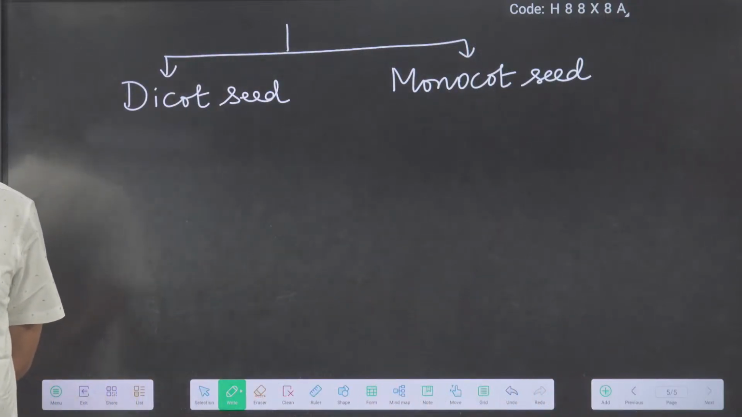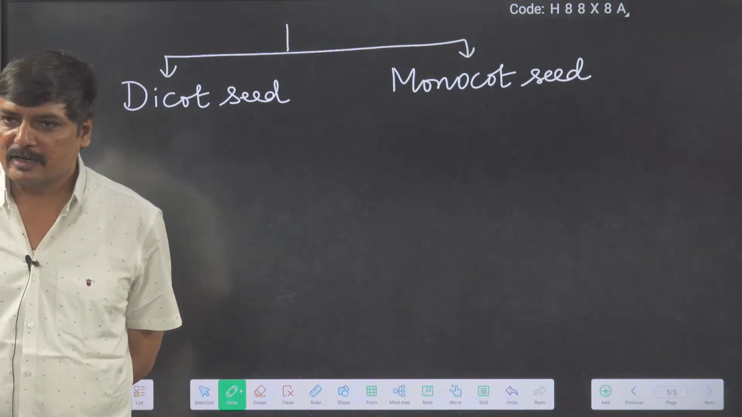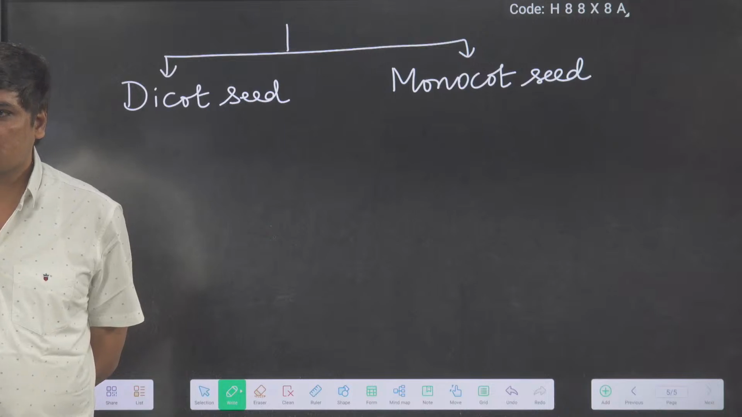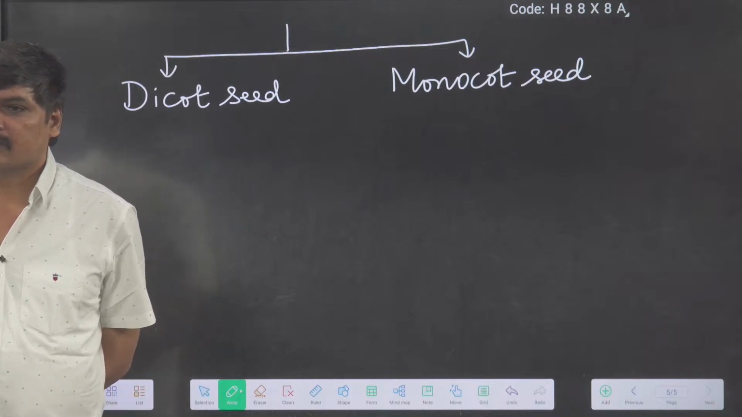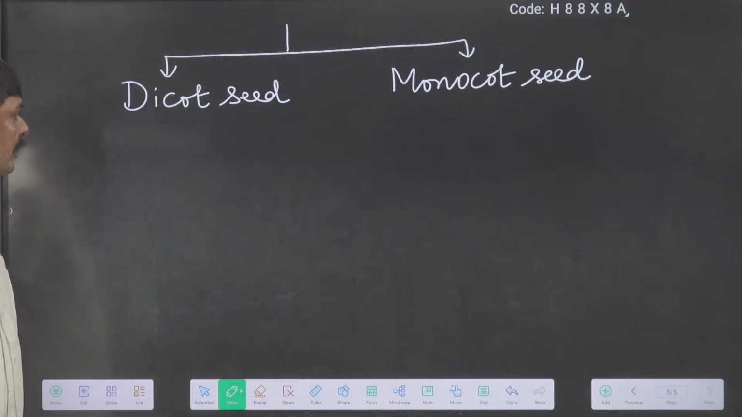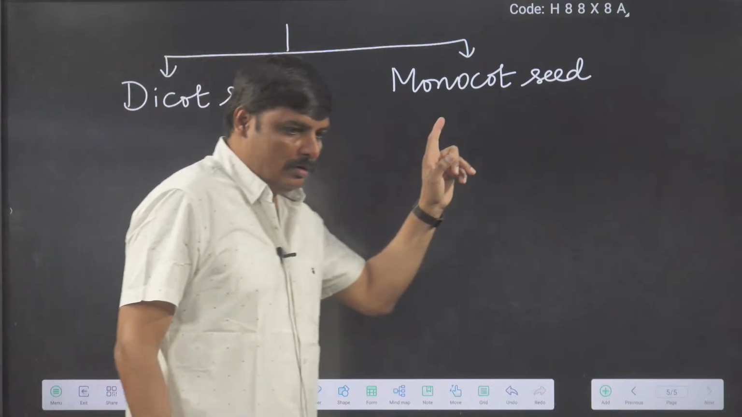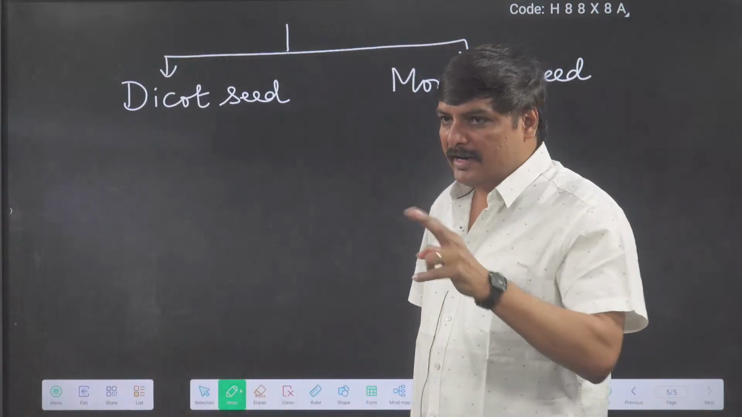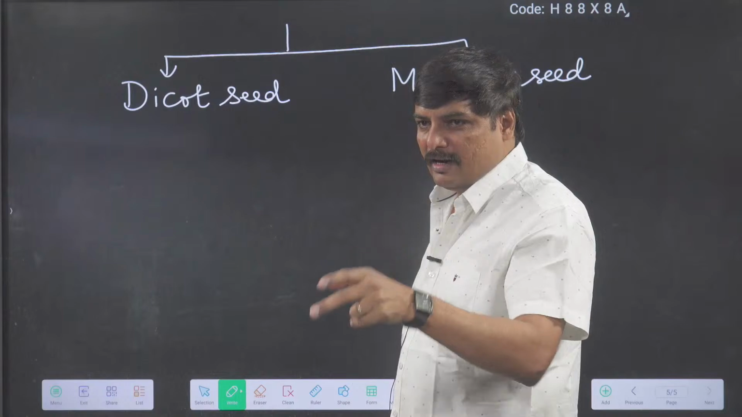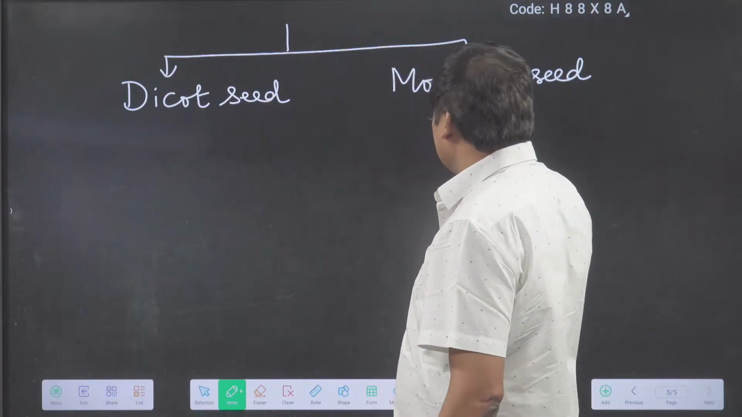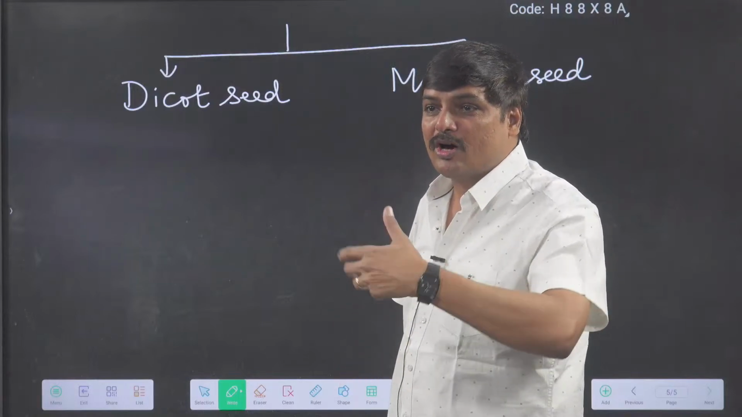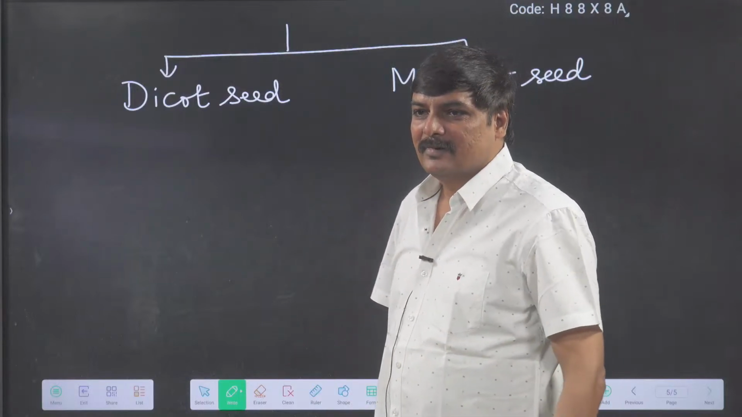Yes, pericarp means fruit wall. Yesterday I told you a number of times repeatedly, today also in the beginning. Pericarp means fruit wall. Okay. The seeds are divided into two types based on the number of cotyledons in the embryo. They are dicot seed, monocot seed, or otherwise you can say dicotyledonous seed, monocotyledonous seed. Okay.